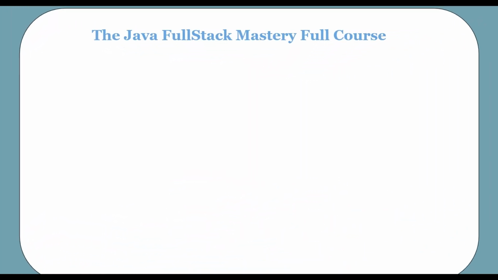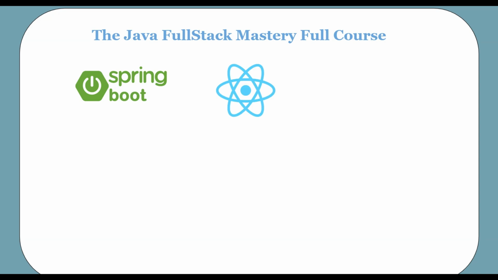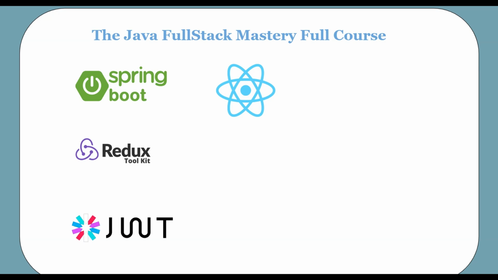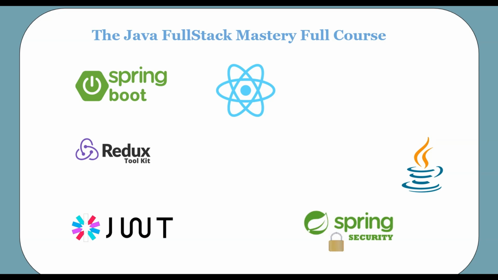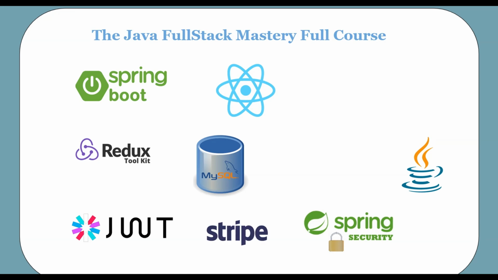So in this course, we're going to be working with Spring Boot, React front end. We're going to be managing our React application with Redux Toolkit, and we're going to be implementing JWT. We're going to be working with Java. We're going to be securing our application using Spring Security, and we're going to be working with MySQL database. And also, we're going to integrate Stripe payment gateway to actually allow customers to validate their credit card and make payment for any products they're going to be purchasing from this application. And also, we're going to implement refresh token.